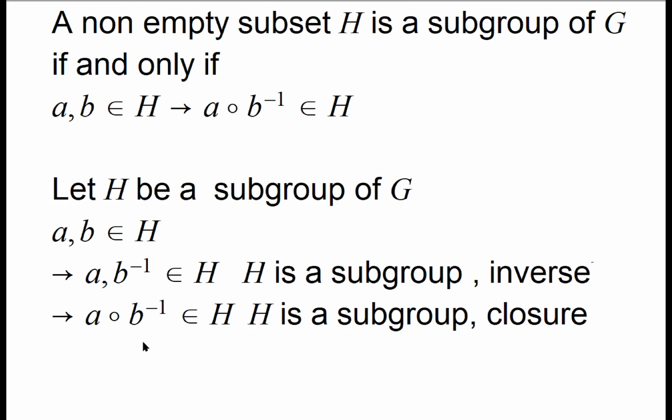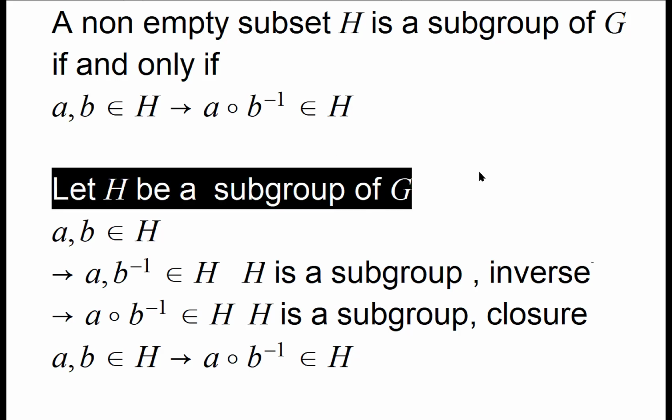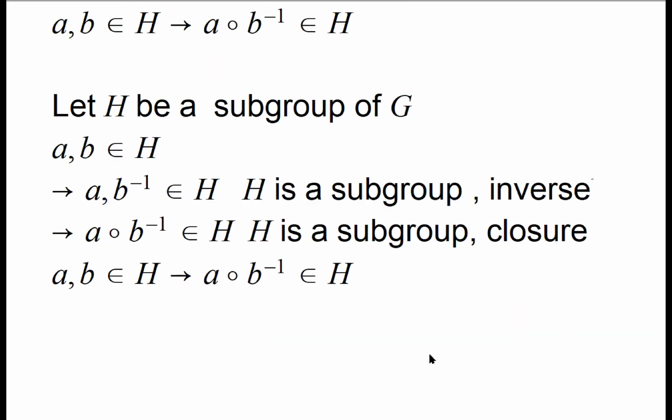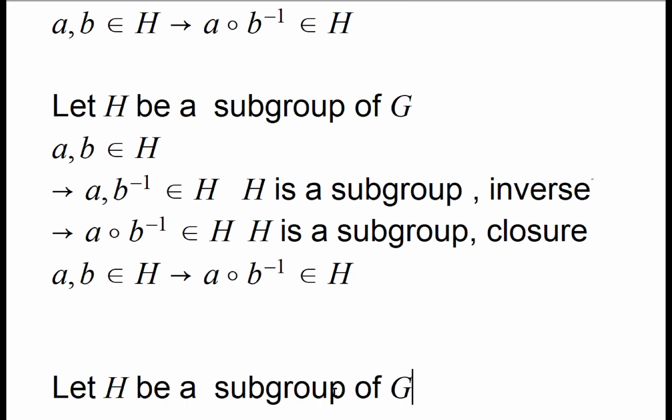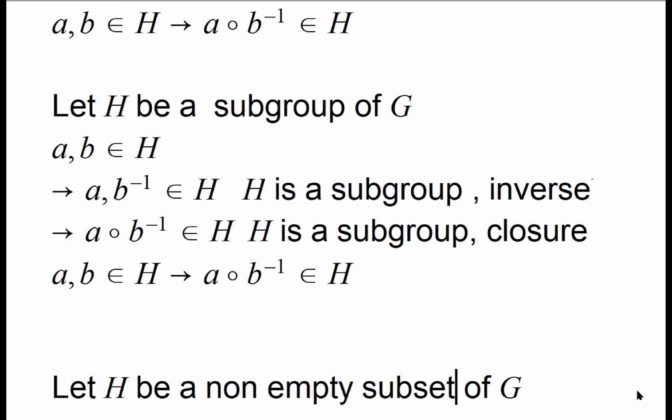So I'll be very happy. It just all looks trivial to you, because all I'm doing is writing it formally, and I will expect you to write it formally on your exercises. All right. Now we have proved the one direction. Now here what I would do is this: let H be a non-empty subset of G.